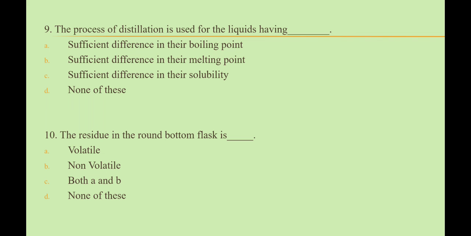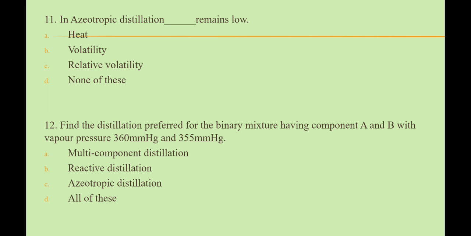Next question is, the process of distillation is used for the liquid having dash. Option A sufficient difference in their boiling point, option B sufficient difference in their melting point, option C sufficient difference in their solubility, option D none of this. So the correct answer is A, that is sufficient difference in their boiling point. Next question is, the residue in the round bottom flask is dash. Option A volatile, option B non-volatile, option C both A and B, option D none of this. So the correct answer is B, that is non-volatile.